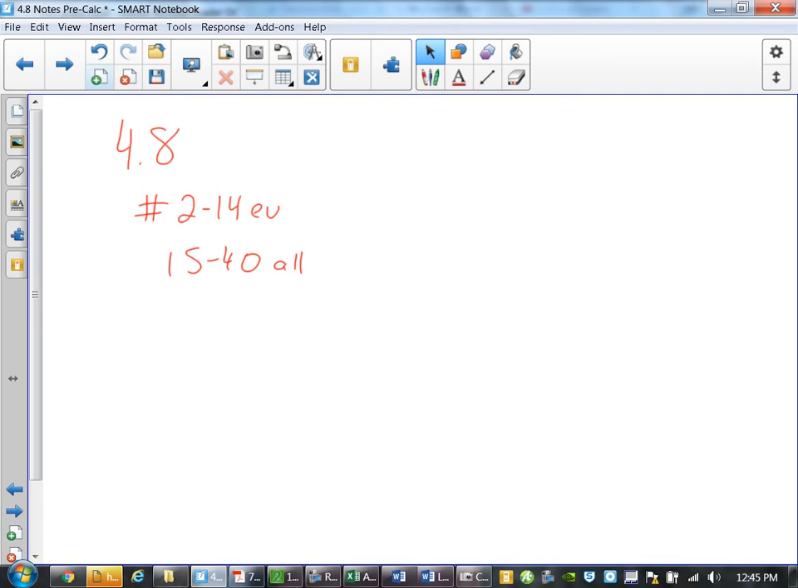A lot of those, like 15 through 40, we've done 3 of them already. The silo, an angle of depression one, and the bearing problem. Some of those angle of depression ones are, you're in a submarine with an angle of depression of so much, how deep are you? So they're really fast, quick trig problems. It's just a matter of drawing a picture.